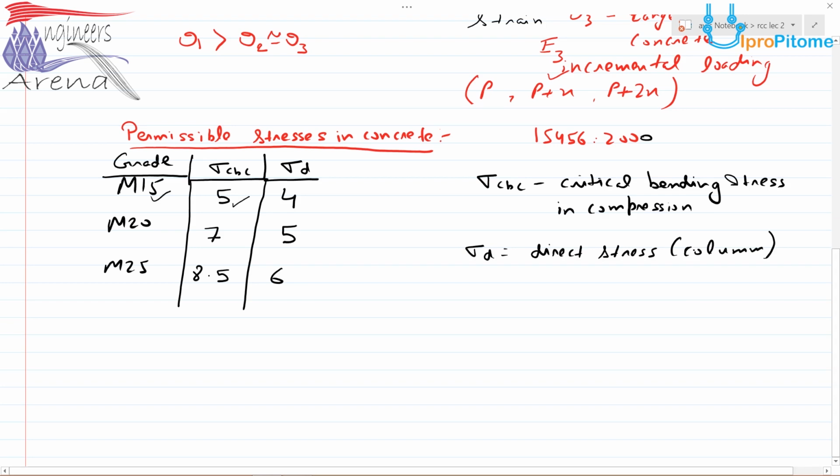Now my question is, you can see that for this grade of concrete, M50, sigma CBC, we are taking only 5. That is factor of safety. We are considering the factor of safety as 15 by 5, that is equal to 3. Similarly here 20 by 7, 25 by 8.5, that is approximately 3.